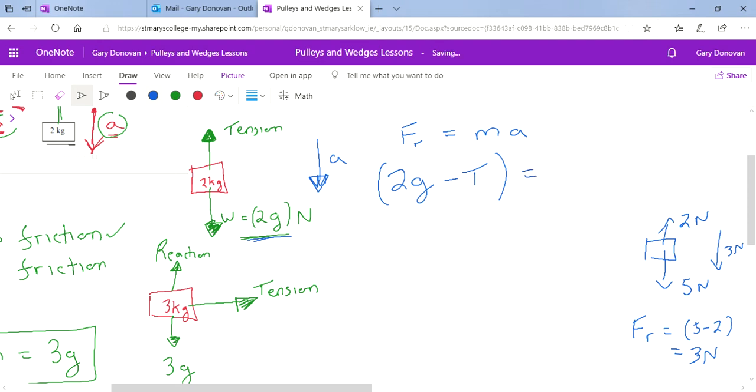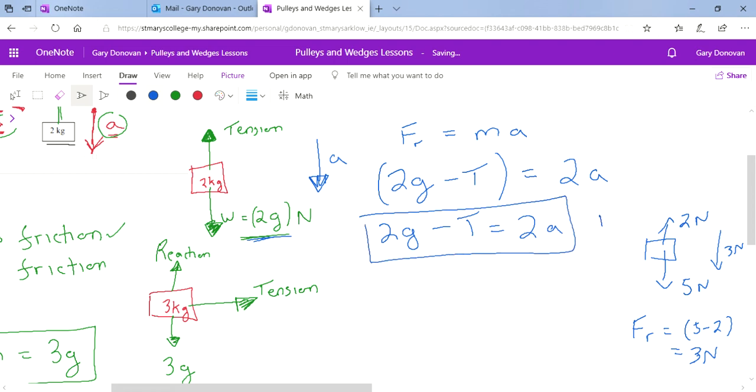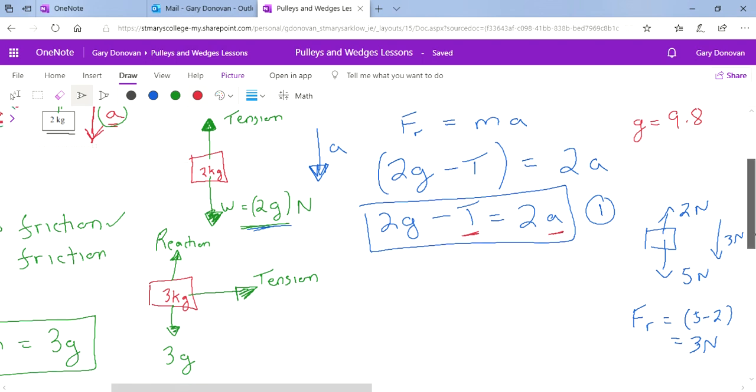Equals its mass, which is 2 times A. So we write out that equation, 2G minus T equals 2A. And we're going to call that equation 1. Now if you look at this, we've two unknowns. We don't know what T is and we don't know what A is, but G actually isn't an unknown because we know G is equal to 9.8. So you do that for the first object and then you do exactly the same thing for the second object.